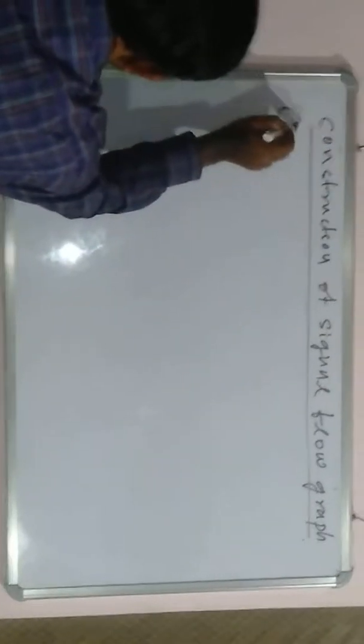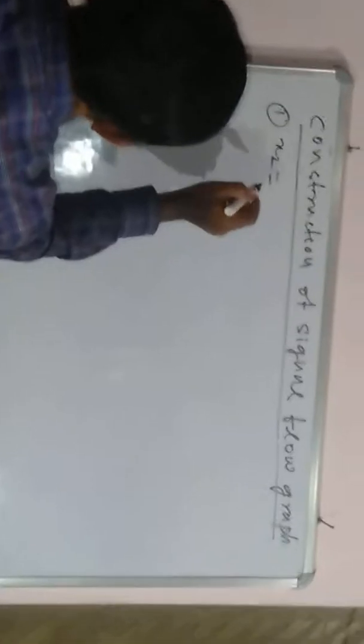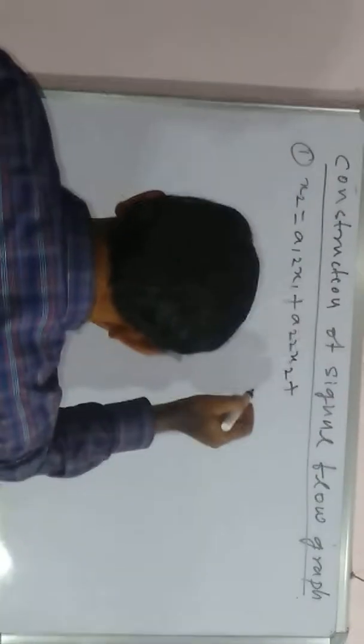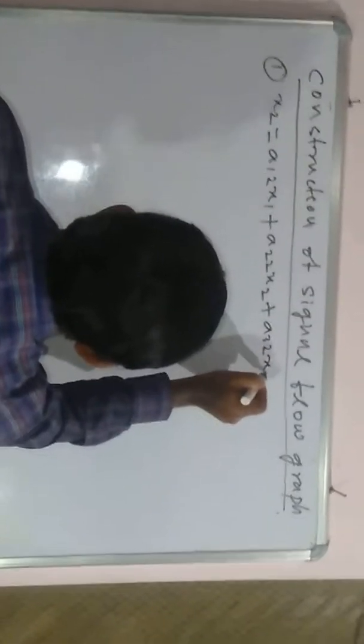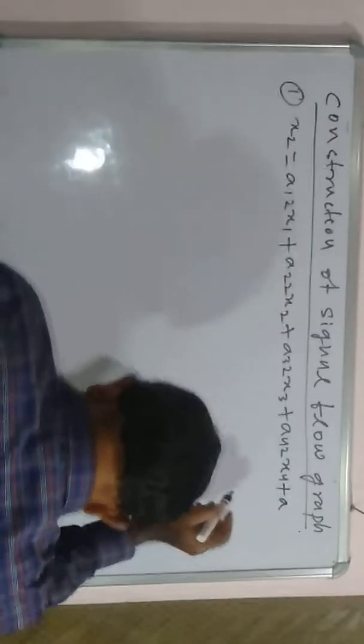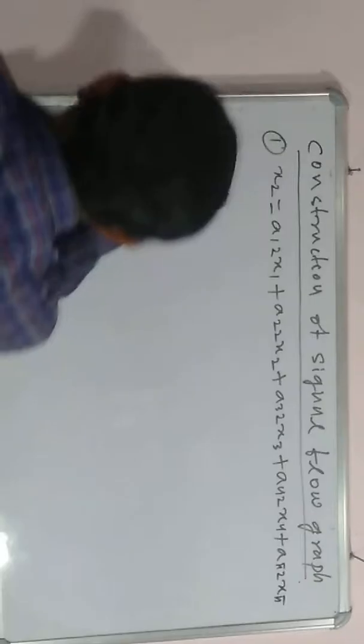So let us take the first algebraic equation, that is x2 is equal to a12 x1 plus a22 x2 plus a32 x3 plus a42 x4 plus a52 x5. So this is equation number 1.